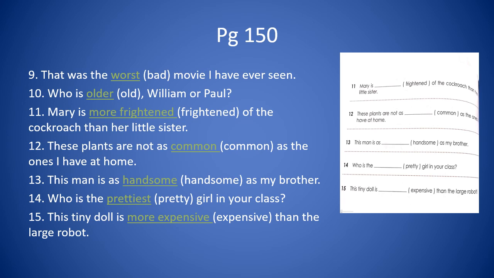Number 14. Who is the pretty girl in your class? Now one girl is compared to the other girls of the class, so we will use superlative degree, which is prettiest. Number 15. This tiny doll is expensive than the large robot. Again here, two unequal things, tiny doll and large robot, are compared. We will use comparative degree, which is more expensive. Students, you have to note down all these degrees of adjectives in your book, Grammar and Usage. You have to fill in the blanks with pen or pencil.